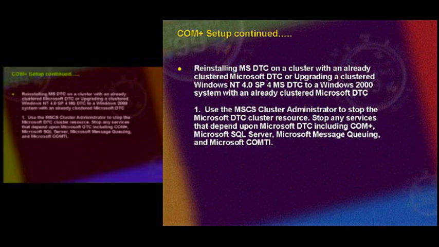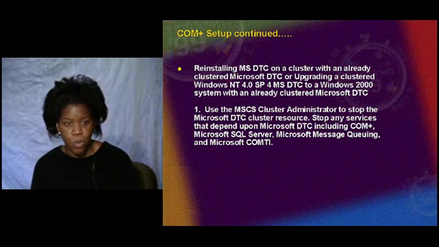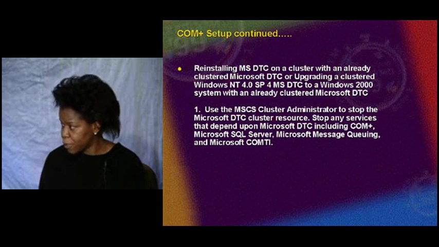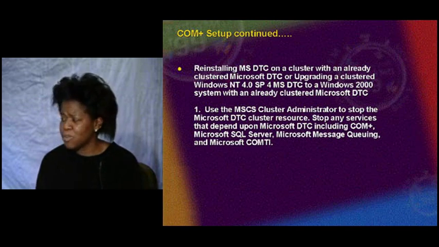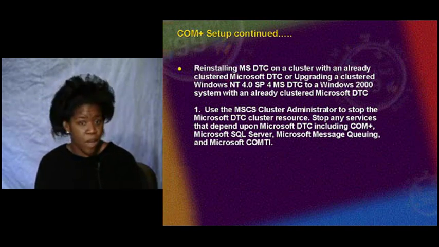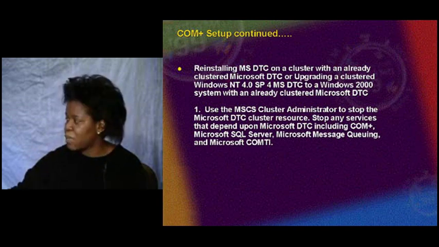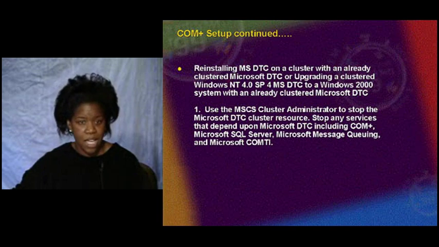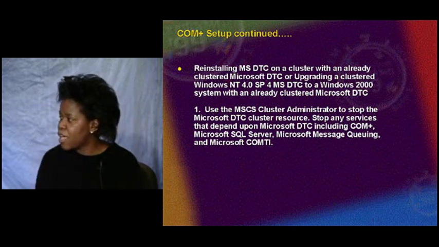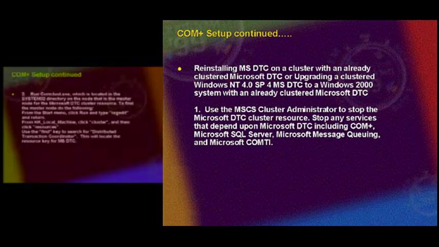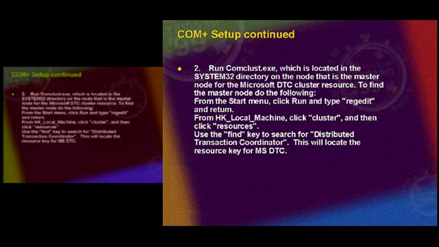Another thing that came up was how do you reinstall? In a scenario where you already have a clustered MSDTC, you will basically stop the cluster, and you will use the cluster administrator, for instance, that will stop Microsoft DTC as well as any other services that depend on MSDTC, such as CommTI or message queuing. You then run commclust.exe from System32.